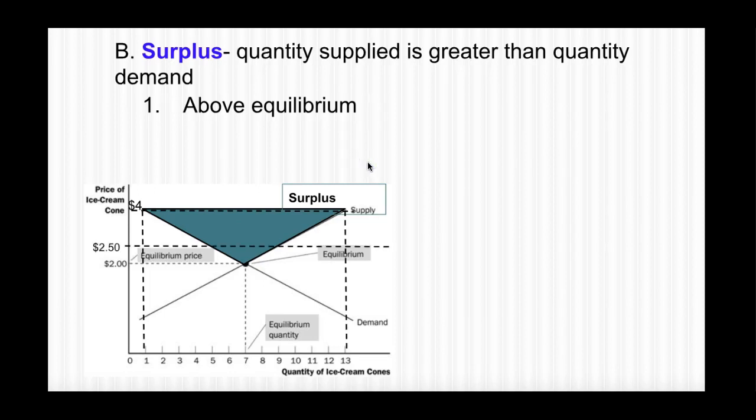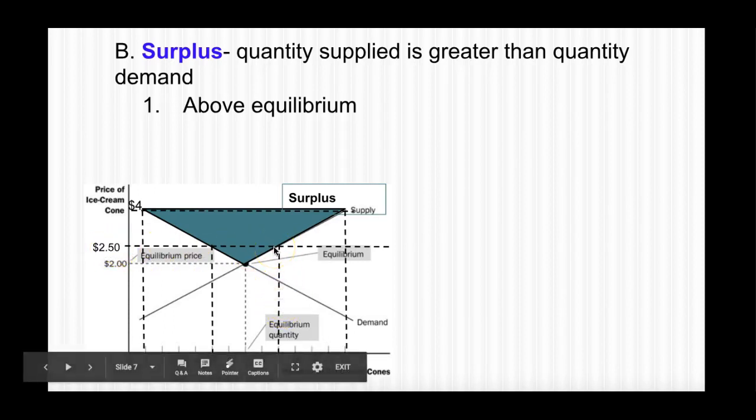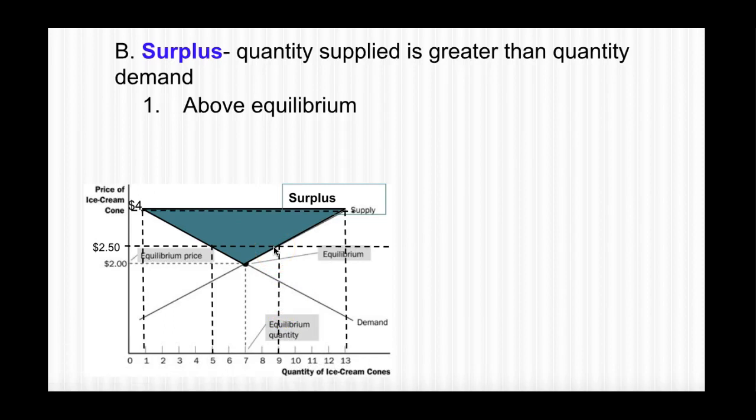What if they drop the price all the way down to $2.50? On this graph, look at where $2.50 intersects my demand line and my supply line. Here's my demand line, at a quantity of 5. So at $2.50, I can get 5 people to buy ice cream cones. But at $2.50, I'm willing to sell 9 of them. So I'm willing to sell 9, only 5 people are willing to buy, so how many ice cream cones am I not going to sell and are sitting there melting? 4. So what do I have to do? I have to drop the price again.